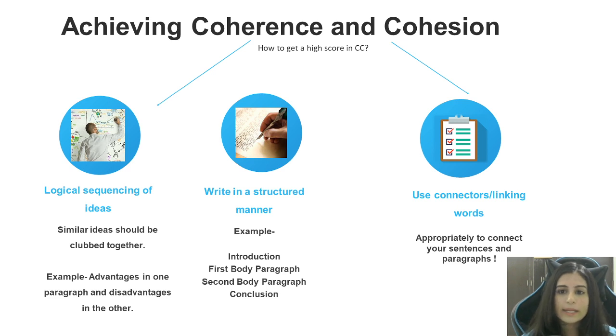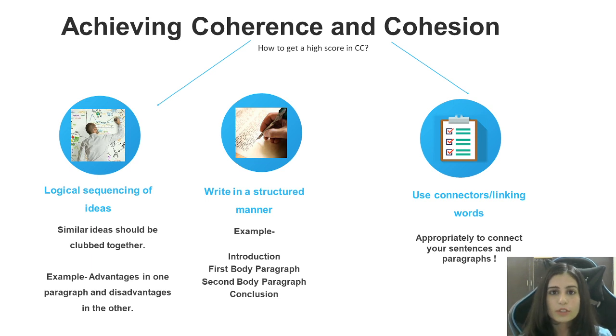So, quick recap of this again. To achieve coherence and cohesion, you will have to logically sequence your ideas, which means that similar ideas should be clubbed together. For example, if you have 2 points related to health and 1 point related to, let's say, education, then you have to club the health points together and the education point has to be written separately.